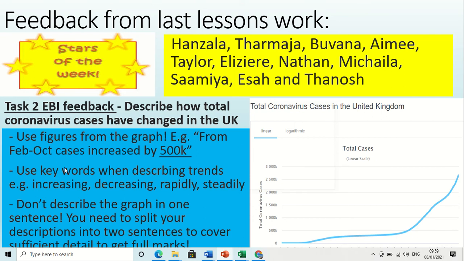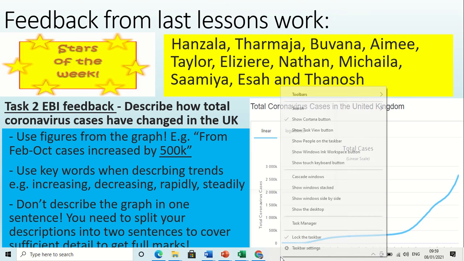You could have also used keywords when describing trends. For example, you could have used increasing, decreasing, rapidly, steadily. Some of you just said coronavirus cases have gone up from 0 to 2,500K. Yeah, that isn't particularly technical. You need to be more specific using keywords. And finally, don't describe the graph in one sentence.